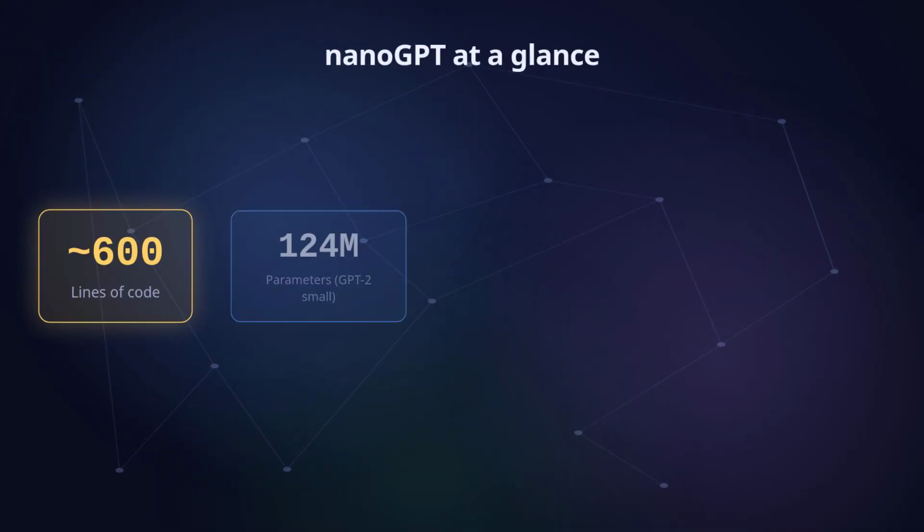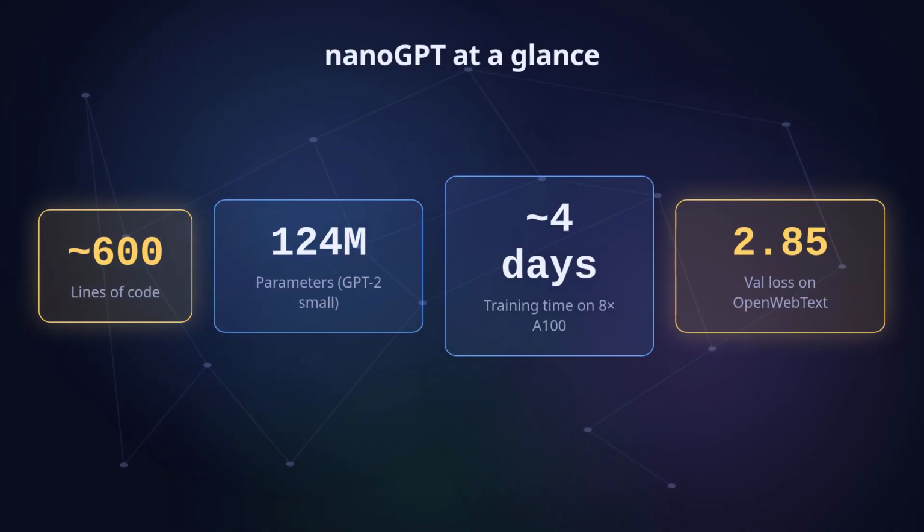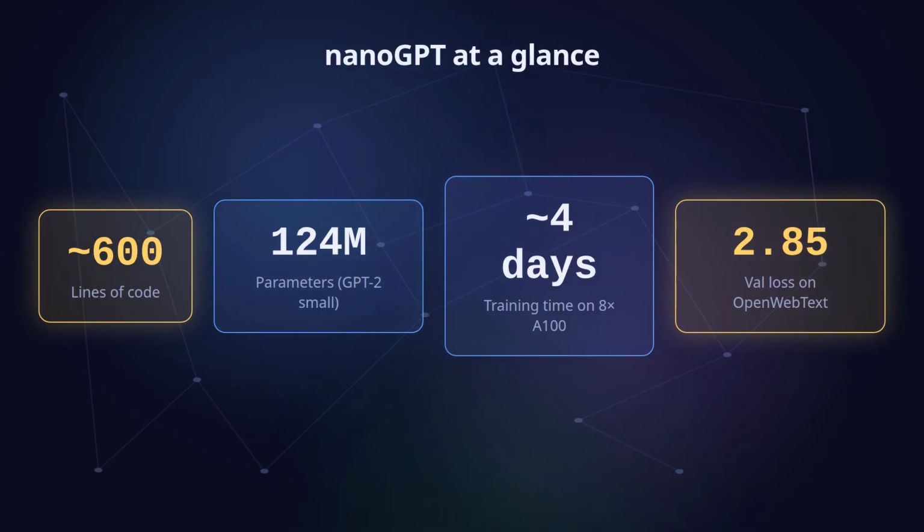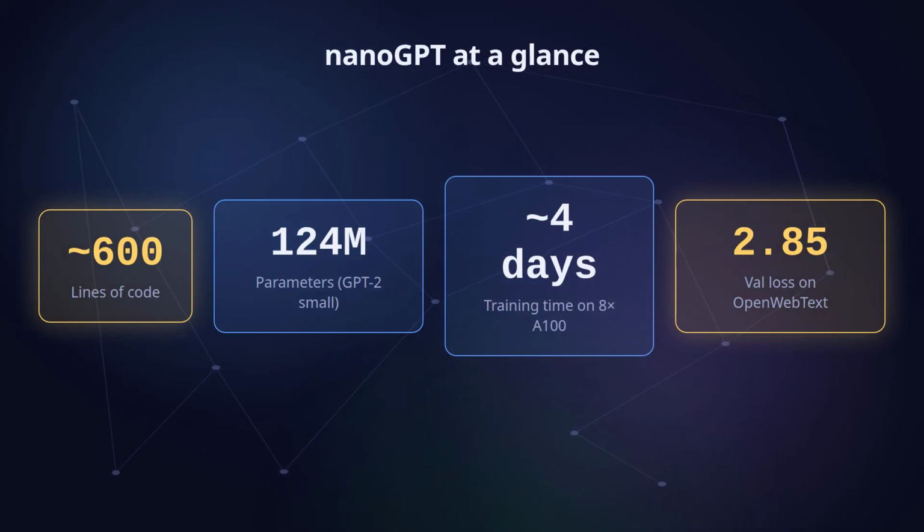Key numbers from a full nanoGPT run on GPT-2 at 124 million parameters: roughly 600 lines of code, 4 days on 8 A100 GPUs, and a validated reproduction of GPT-2 performance on the OpenWebText benchmark.